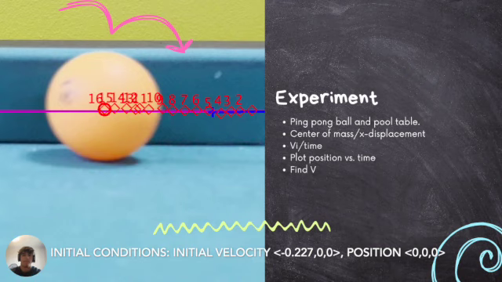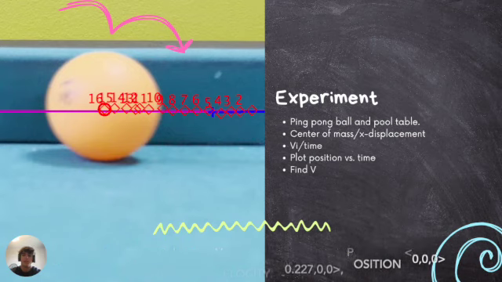To find the initial velocity of the ping pong ball, I subtracted the position vector of frame 1 from the position vector of frame 2 and divided by the change in time of one frame of the video.